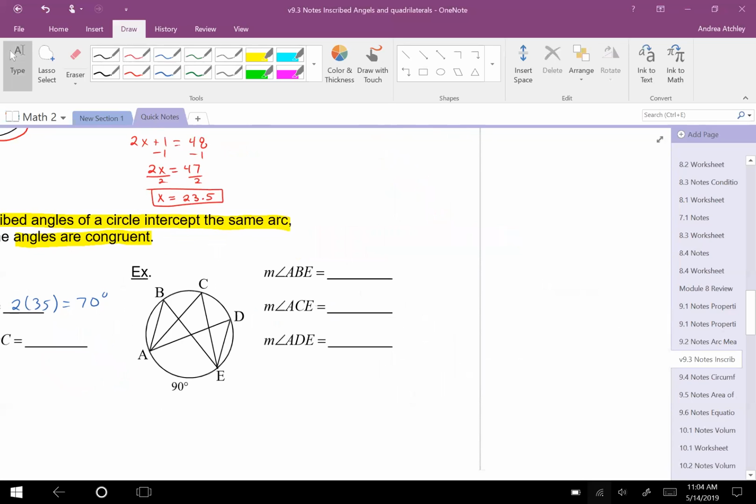Okay, see if you guys can come up with the measure of angle ABE, the measure of angle ACE, and the measure of angle AED. Since arc AE is the intercepted arc of all three of these angles, all of them are half of 90. So they're 45 degrees. Any questions over that?